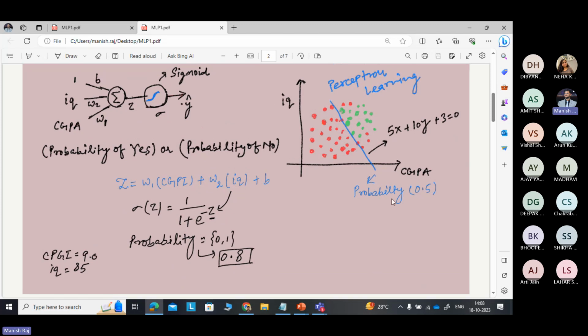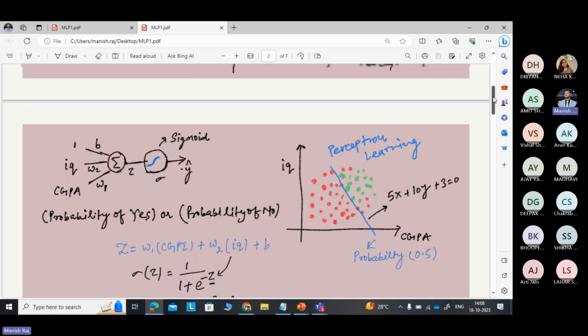This is the line. This is showing that the probability is 0.5 and the equation of the line is 5x. I am taking an example. So this is the example. You have the equation of a line, that is 5x, 10y, and 3. So W1, W2, and B are 5, 10, and 3. So you can linearly separate only by this method. This is the perceptron story.